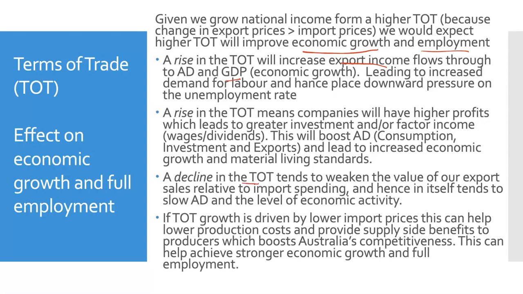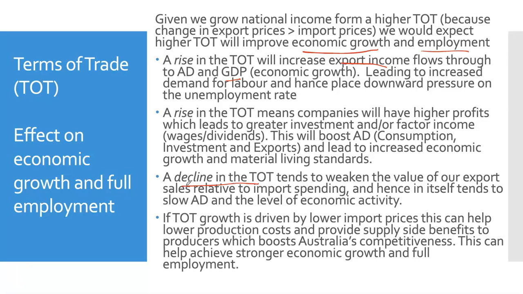Conversely, a decline in the terms of trade will often reduce our ability to meet these goals of strong growth and full employment because we have weakened the value of our exports relative to imports, and hence in itself tends to slow aggregate demand, but it also will then have a spiral effect. Now, if terms of trade growth is driven by lower import prices, this can also help lower production costs. So there is a lot of things going on here, and you're going to have to think this through if you receive a question.